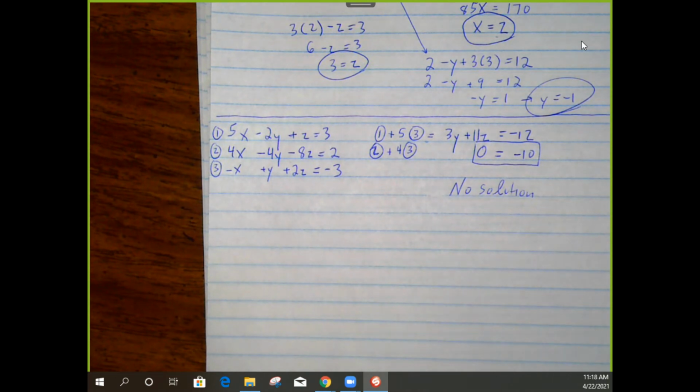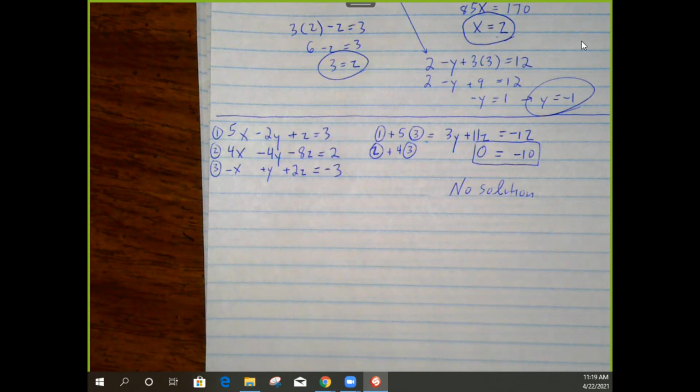All right, if you imagine like three walls, three walls could intersect at one point, or three walls could be parallel to each other and never intersect at a point, or it could be like three walls that make a triangle, so they don't all intersect at one point. All right, so this is no solution.